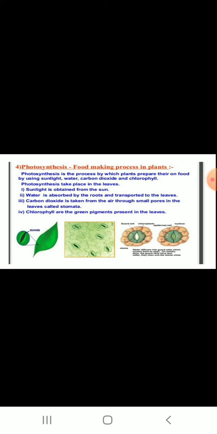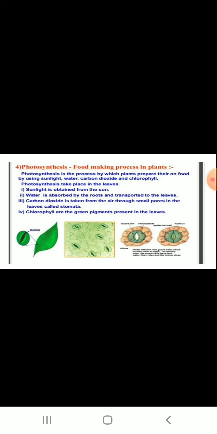Then carbon dioxide is taken from the air through small pores in the leaves called stomata. So stomata, here in the picture you can see a pair of kidney shaped cells called stomata. These stomata will help in what? Exchange of gases. Opening and closing help in exchange of gases. Carbon dioxide and oxygen are exchanged with the help of these stomata.